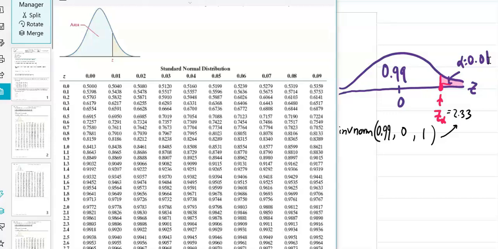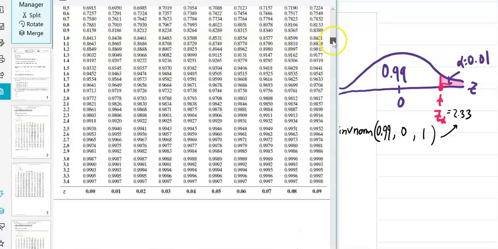0.01. So how much area is on the left? Look here, they give you the area on the left. Every number in this table is an area on the left. So here the area on the left is 0.99. So let's find the 0.99 area in here.